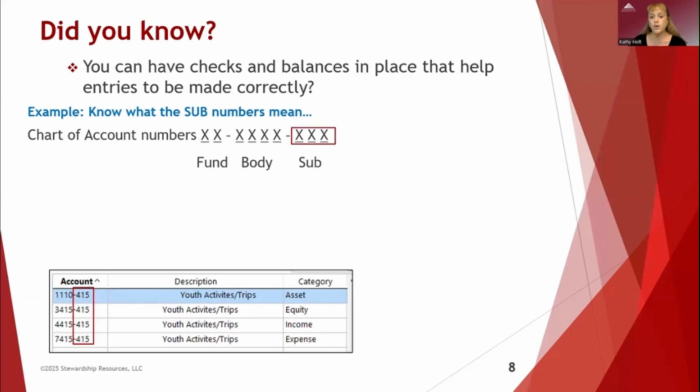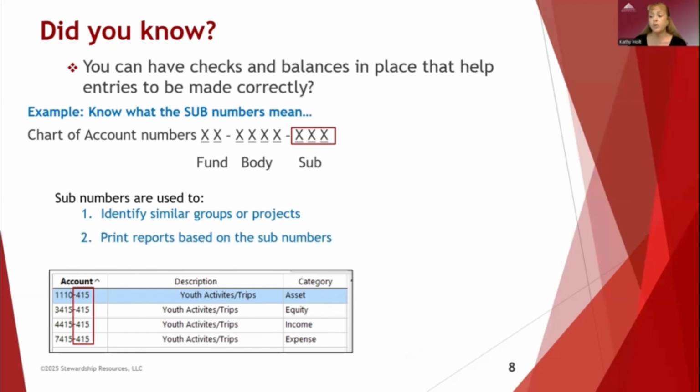Okay, did you know that the last 3 numbers of each chart of account item is the sub number? Now the sub numbers, you use those to identify similar groups or projects, and you can print reports based on those sub numbers.